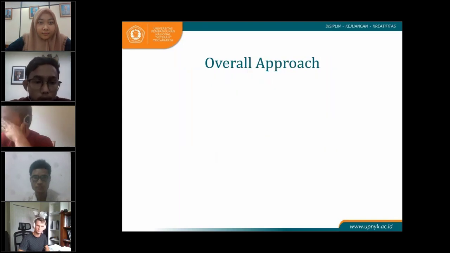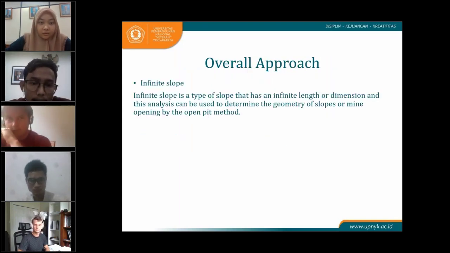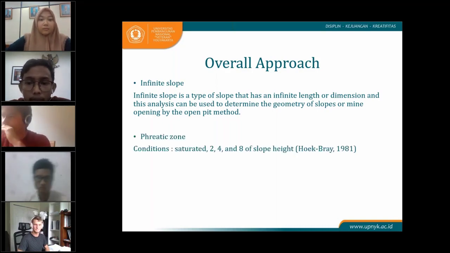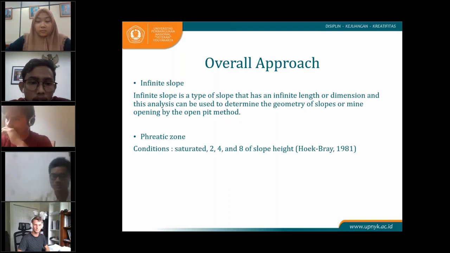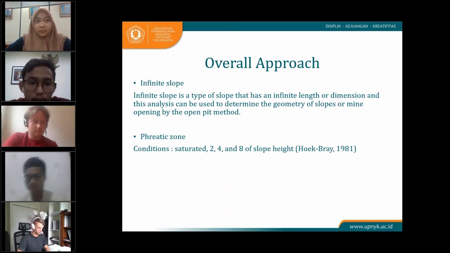Next, overall slope approach. Infinite slope is a type of slope that has an infinite length, and this analysis can be used to determine the geometry of the slope or mine opening by the open pit slope method. It can be related to the aim of the case study that has infinite length and depth, and also to obtain the optimal depth for the open pit method. With this assumption, two-dimensional modeling can be the way to solve this case study.